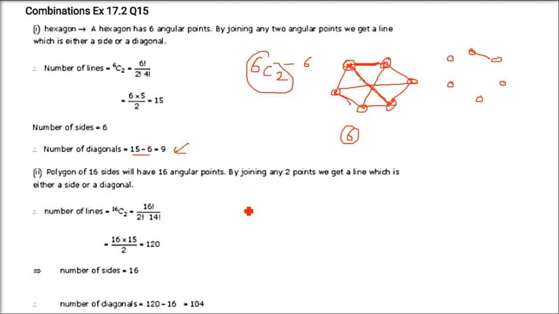Now, a polygon of 16 sides. So you have 16 sides. Don't worry, just see that 2 points make a line. So 16C2, all points we have taken, all lines we have taken. But you have to subtract the number of sides because you don't want the sides. So minus 16. This is going to be 120 minus 16, which is 104.